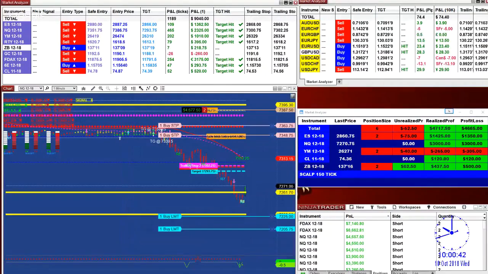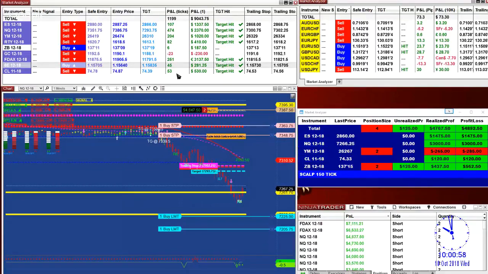Right now, based on the last entry on the ES, we have 107 ticks. We have 471 ticks on the NASDAQ, YM, RTY, and all of them except the gold are not doing well. This is an extreme night.